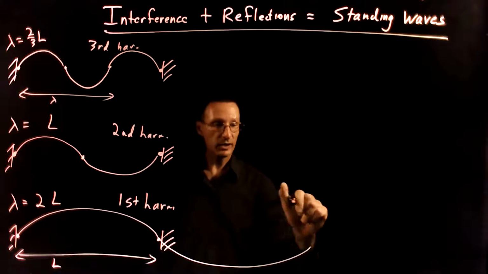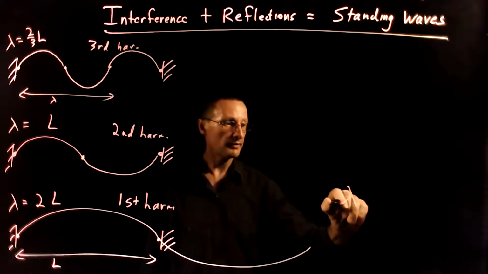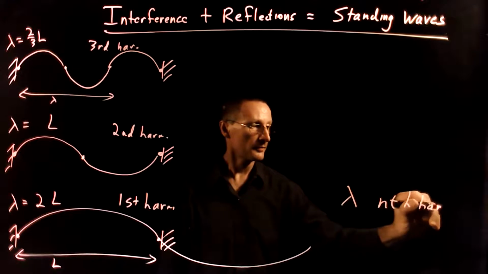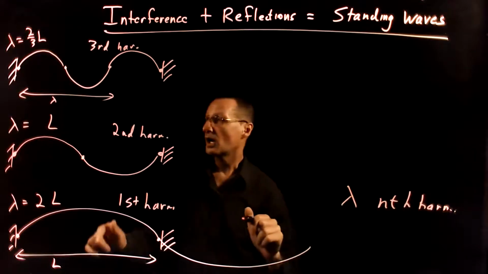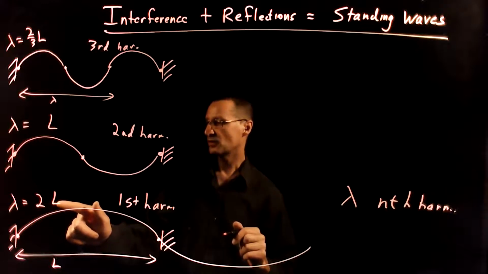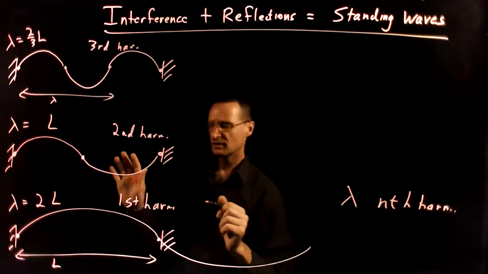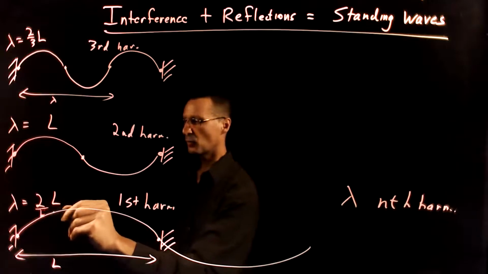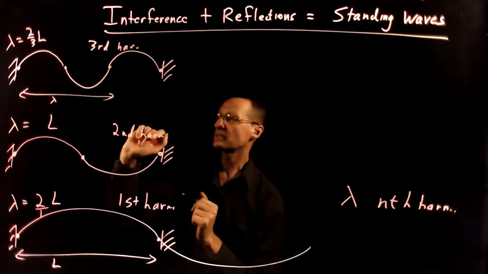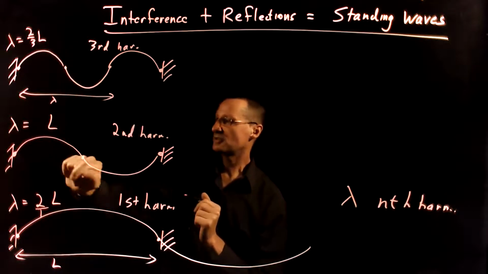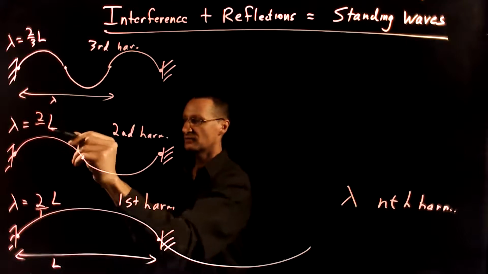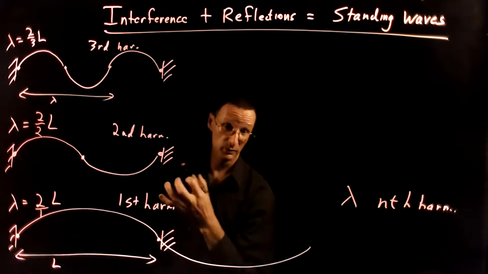Okay, so what I want to do is find the wavelength of the nth harmonic. Let's see if we see a pattern here. This is 2L. I want to write these all as fractions. So this is 2 over 1 times the length. This is 2 over 3. I notice a pattern here. I have 2's. Let me put a 2 here. But this is really 1, so 2 over 2 is 1.